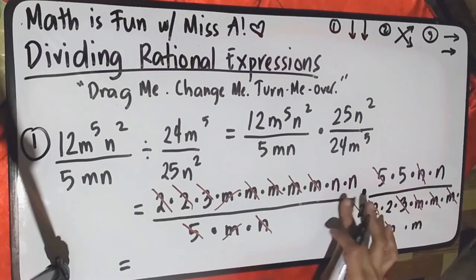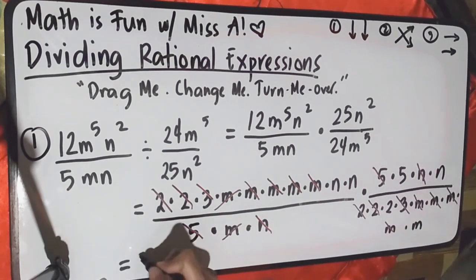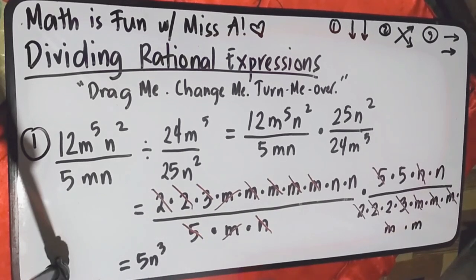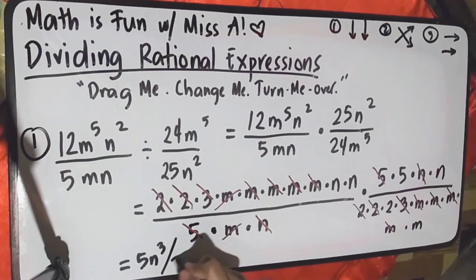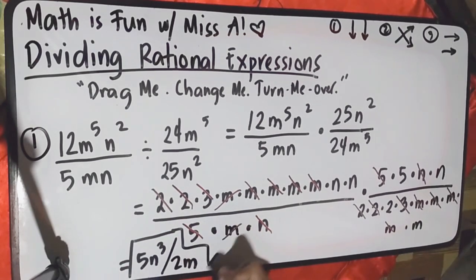Yung natira dito ay dalawang n, may isang 5 dito at may isang n pa. So, all in all, that is 5n cubed. All over, okay, tingnan natin yung naiwan dito sa baba. Isang 2 at isang m. So, you have 2m. So, this is our final answer. 5n cubed all over 2n.